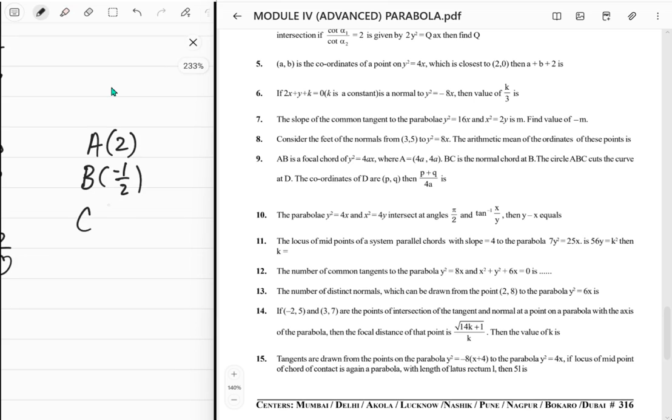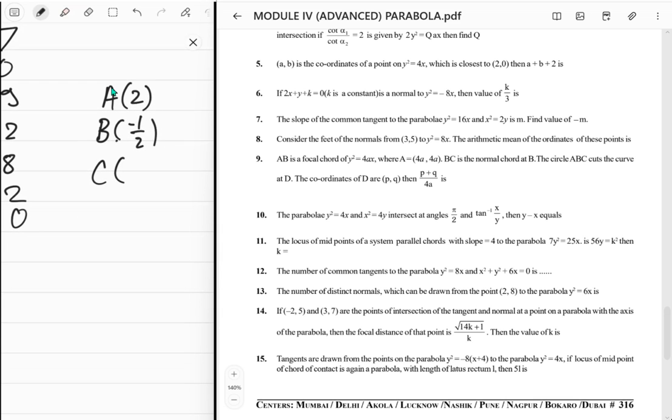So C is, what was this minus? The normal from B is going to cut at C, so it's minus T, which is minus 1 upon 2, and then minus 2 upon T, which is like plus 2 upon 1 upon 2, which is 4. So 4 plus 1 upon 2, that's the thing. Not really nice. And it's supposed to be cutting at D.